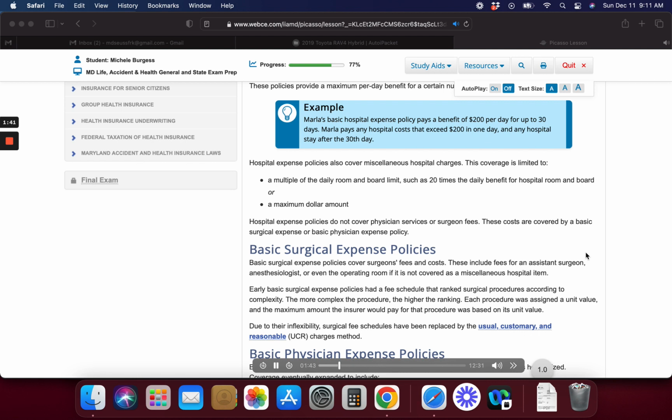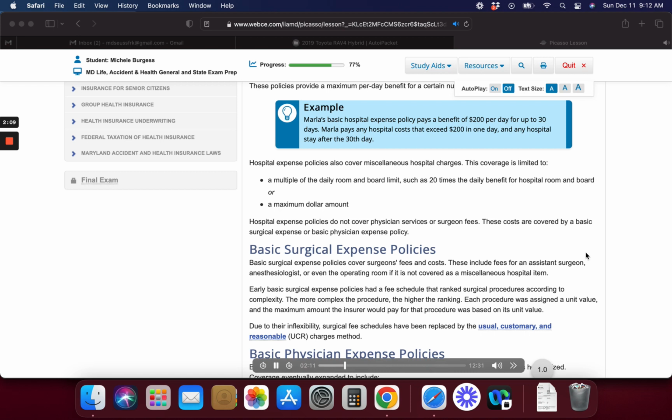Hospital expense policies also cover miscellaneous hospital charges. This coverage is limited to a multiple of the daily room and board limit, such as 20 times the daily benefit for hospital room and board, or a maximum dollar amount. Hospital expense policies do not cover physician services or surgeon fees. These costs are covered by a basic surgical expense or basic physician expense policy.